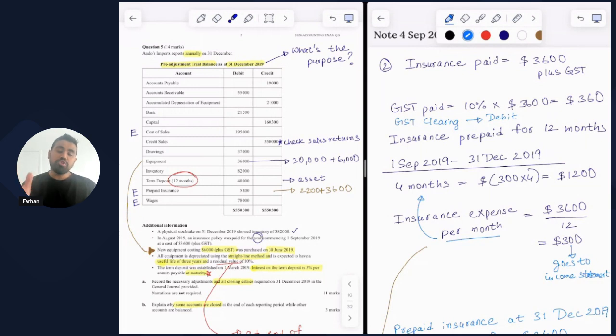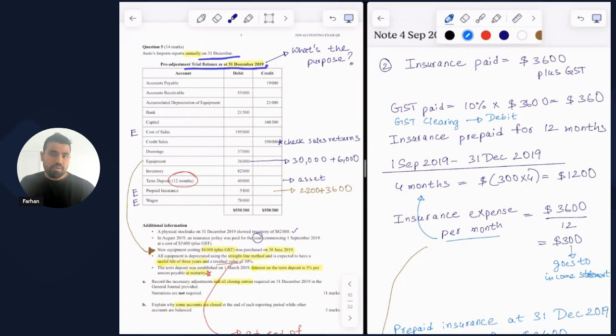In this question, I'll show you how to prepare the adjusting entries and the closing entries at the end of the reporting period. Here we are working with a business, Andos Imports, which reports annually on 31 December. So you can see that we are given the pre-adjustment trial balance as of 31 December 2019.